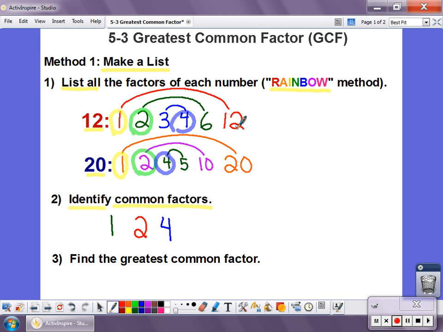So once I've identified all their common factors, the very last step, what its name says, is we want to find the greatest common factor. And the greatest common factor is often called the GCF. That's equal to the greatest number, the biggest number that they both have in common. And in this case, that greatest common factor would be 4. So that's one method we can use.